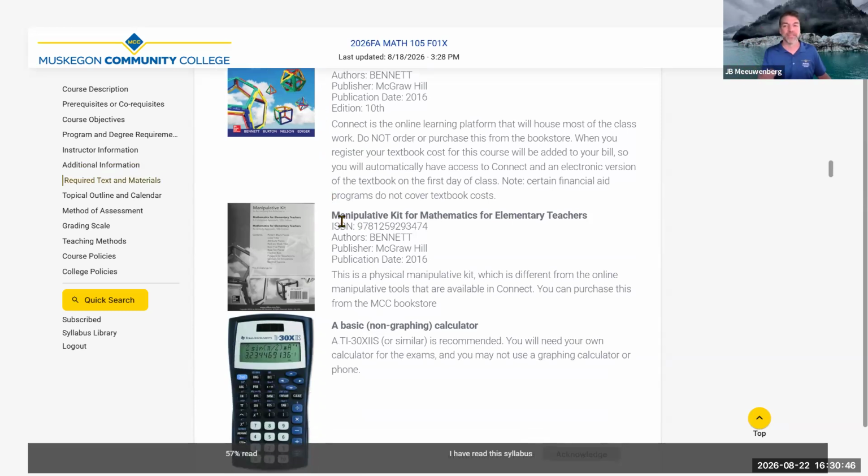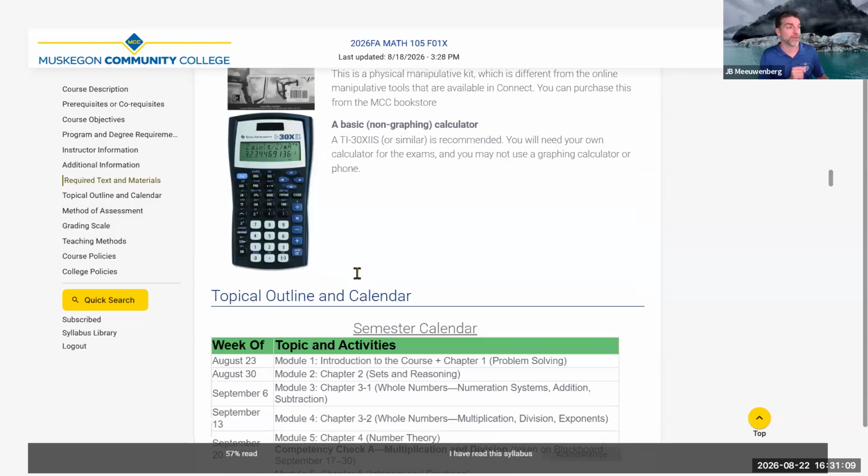There's a manipulative kit. Elementary math, you cut stuff out, you move stuff around. It's a great way to learn through physical manipulations. That is available for purchase in the bookstore. I also do provide ones that you can print and cut out and then make yourself in each module if you'd rather not make that purchase. You'll also need a calculator.